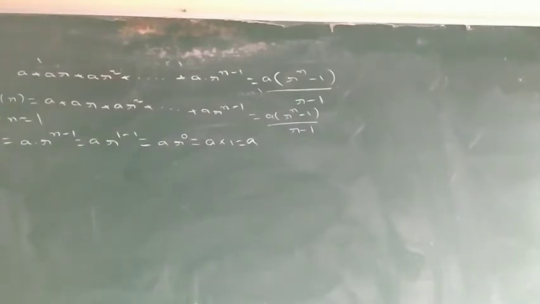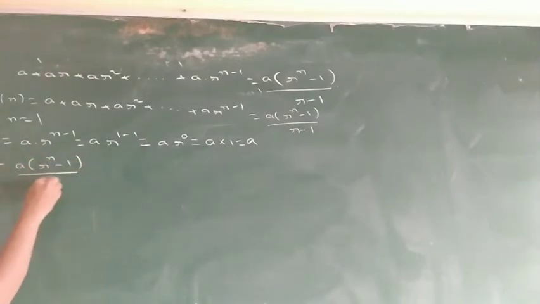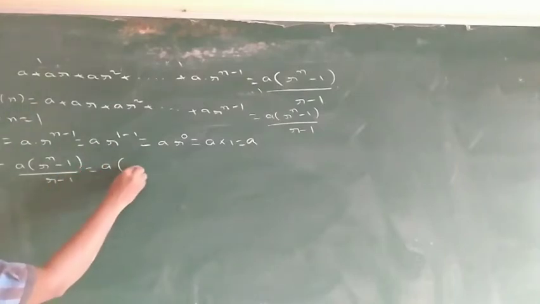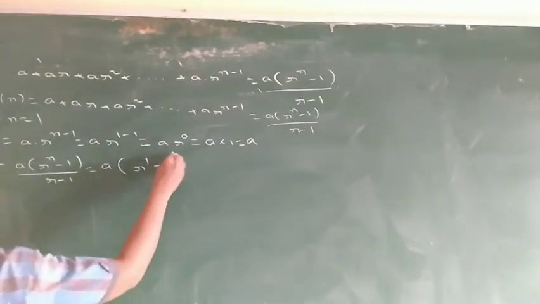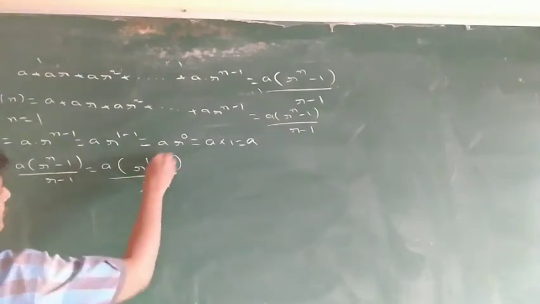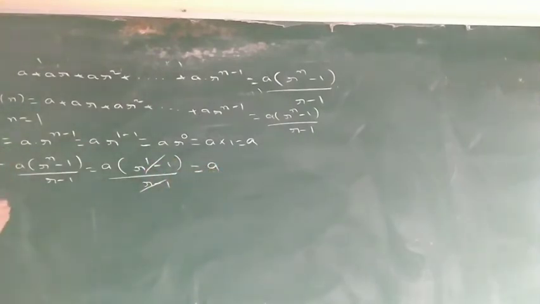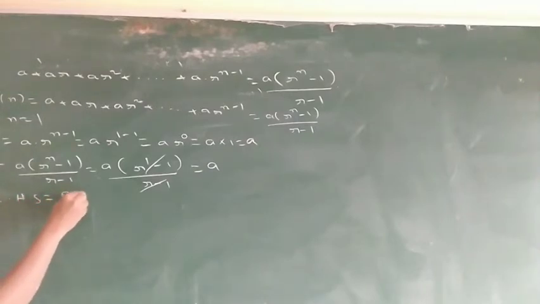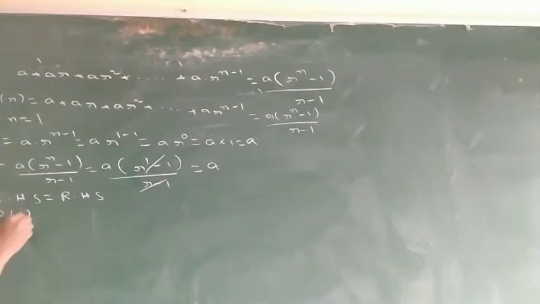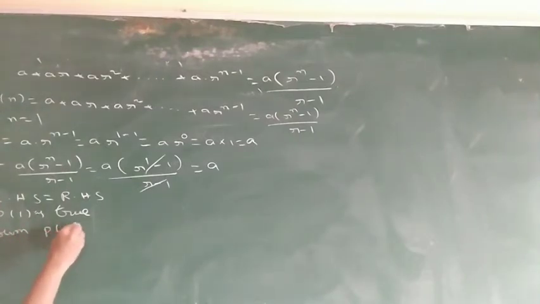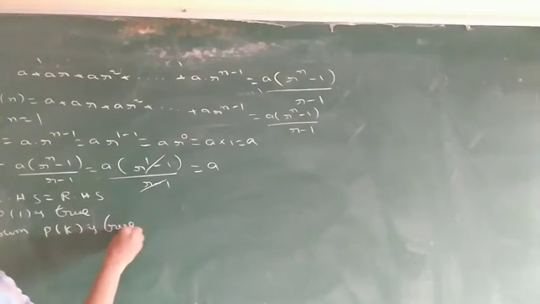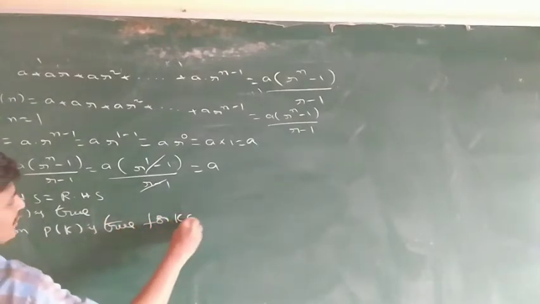So, what is the RHS? A into (r power n minus 1) by (r minus 1). So, a into (r power 1 minus 1) by (r minus 1). We cancel a. Therefore, LHS is equal to RHS. So, therefore, P of 1 is true. So, assume P of k is true for k belongs to n.